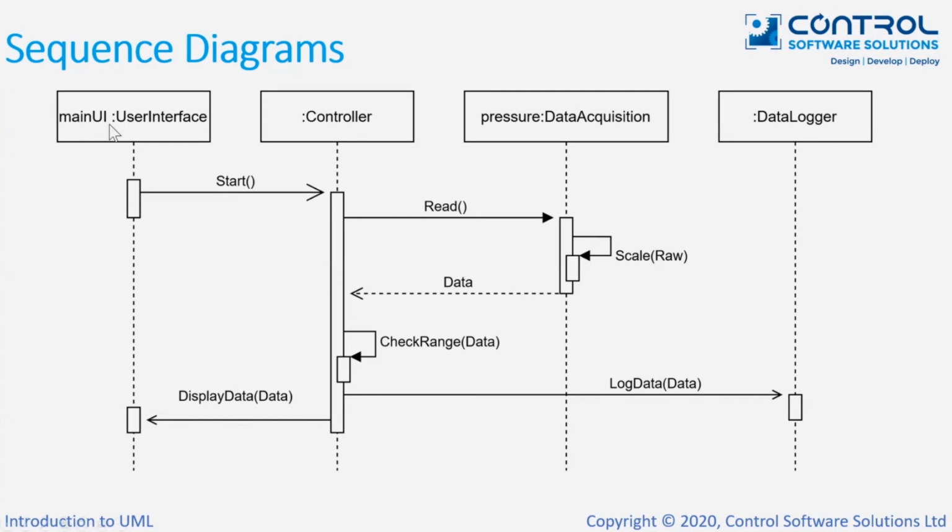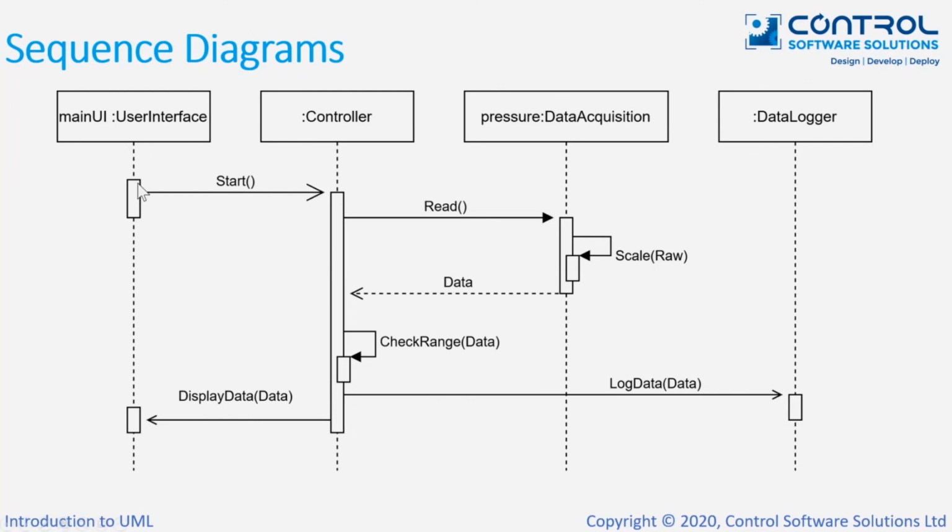The way to picture it, these little blobs up here are objects, and the same notation applies. This is the name of the class, and the thing before the colon is the name of the instance. So I've got a user interface, and its name is main user interface. On controller, I've not got anything. That's because my controller is a singleton. I don't care what the instance is called. There's just one to work with.